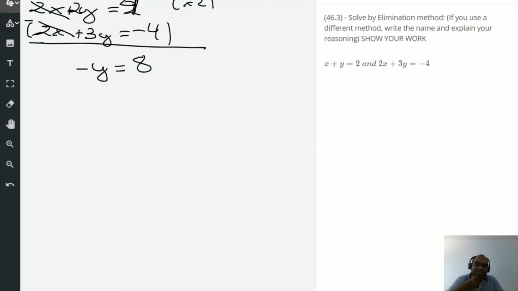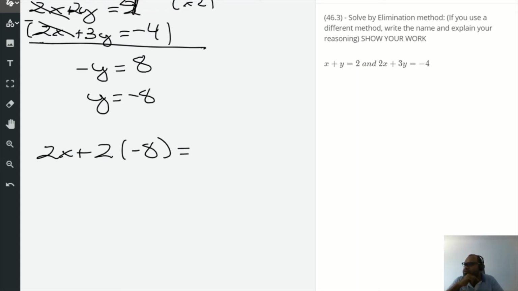But I want the opposite. I don't want negative y. What's the opposite for negative y? Y positive. The opposite for 8? Negative 8. Y equals negative 8. Let's use this value in the first equation. The first equation is 2x plus 2y, I have the value negative 8, equals 4. Right now let's solve. 2 times negative 8, negative 16. Negative 16 equals 4.